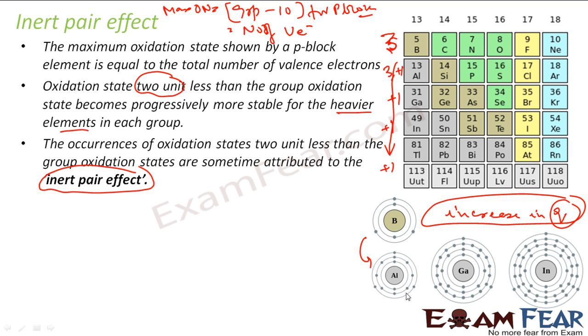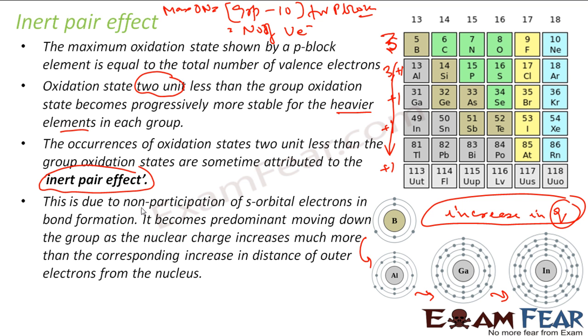If we go down from here to here, increase in charge happens. Because of this, the s orbitals are more tightly held and they don't take part in the reaction. If you see, non-participation of s orbitals. And why? The moment you go down, the nuclear charge increases. Since the nuclear charge increases, the s orbitals are tightly held by the nucleus and they don't take part in the reaction, and thus it exhibits only plus 1 oxidation state for group 13. For group 14 it is plus 2. For 15 it is plus 3. Like that it goes on. Hope you understand.